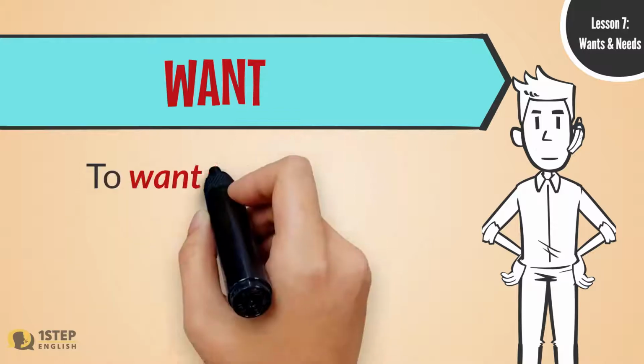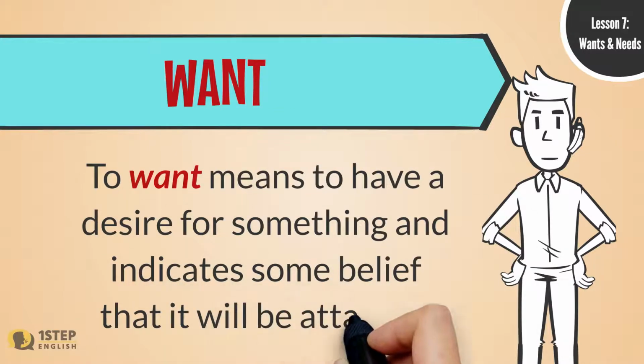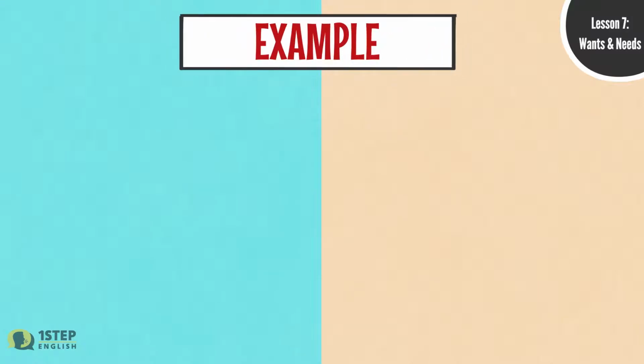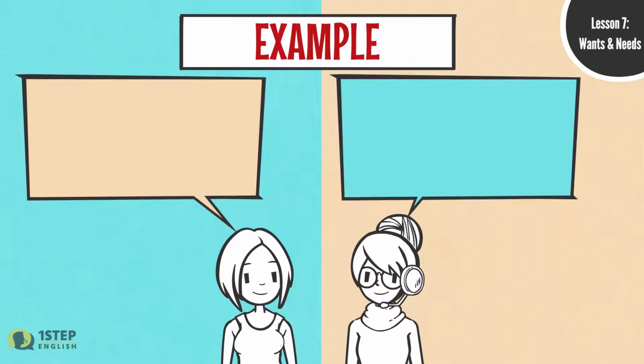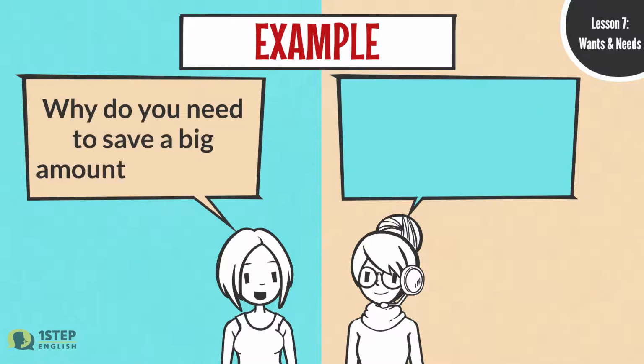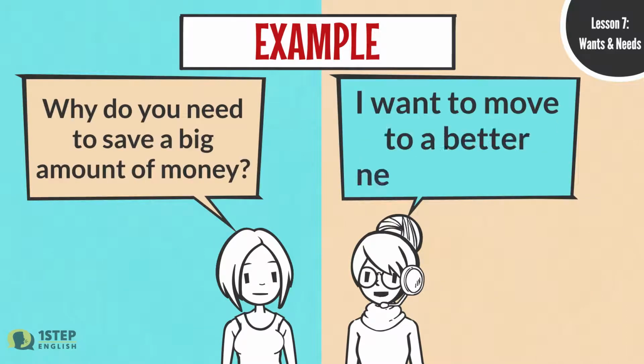Want. To want means to have a desire for something, and indicates some belief that it will be attained. For example, what do you need to save a big amount of money? I want to move to a better neighborhood.